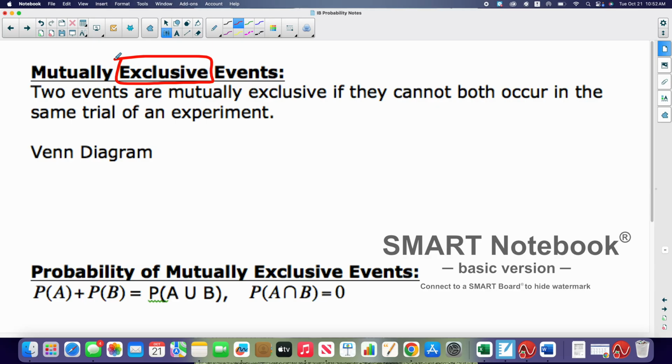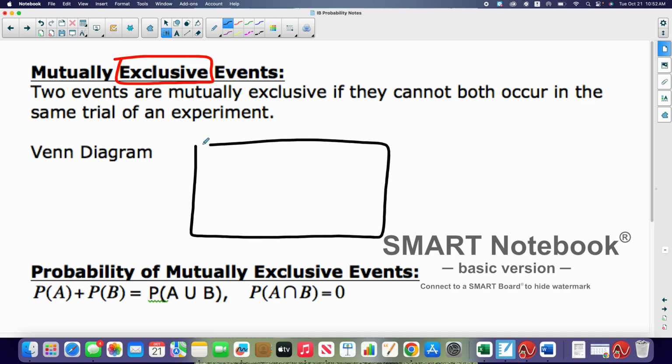But mutually exclusive, all right? They are by themselves. They are not overlapping. A Venn diagram there would be the A right there and the B right there, and there would not be any overlap. They're self-contained, basically. So that would be a Venn diagram for a mutually exclusive event. They cannot happen at the same time.